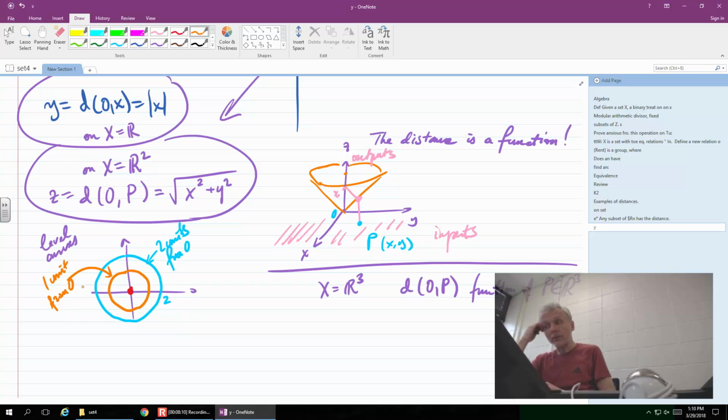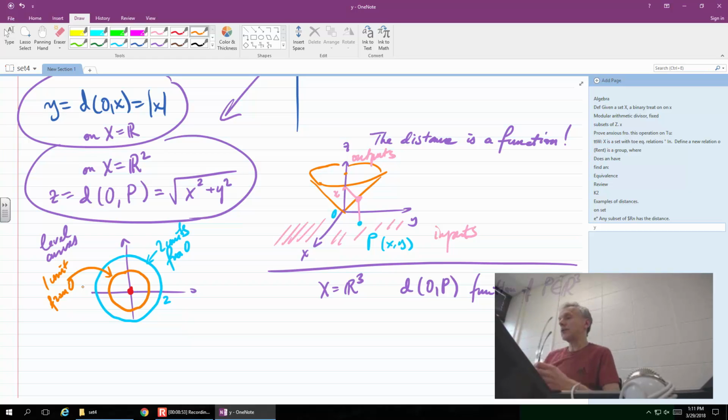Distance to the origin. Okay, so if it is a three-dimensional space, what do we do? All points 1 unit away from the origin. What could that be? Altogether, what do they form together? All points in space 1 unit away from the origin. It's a sphere, right?